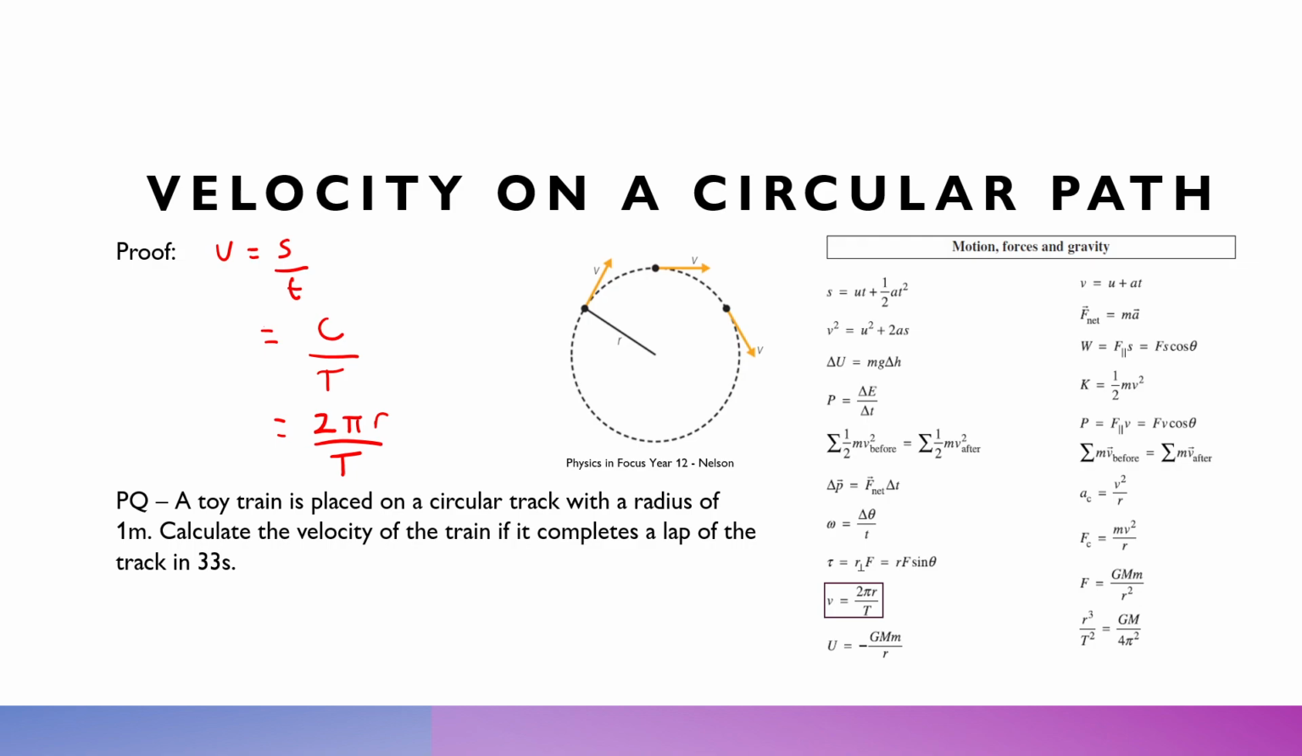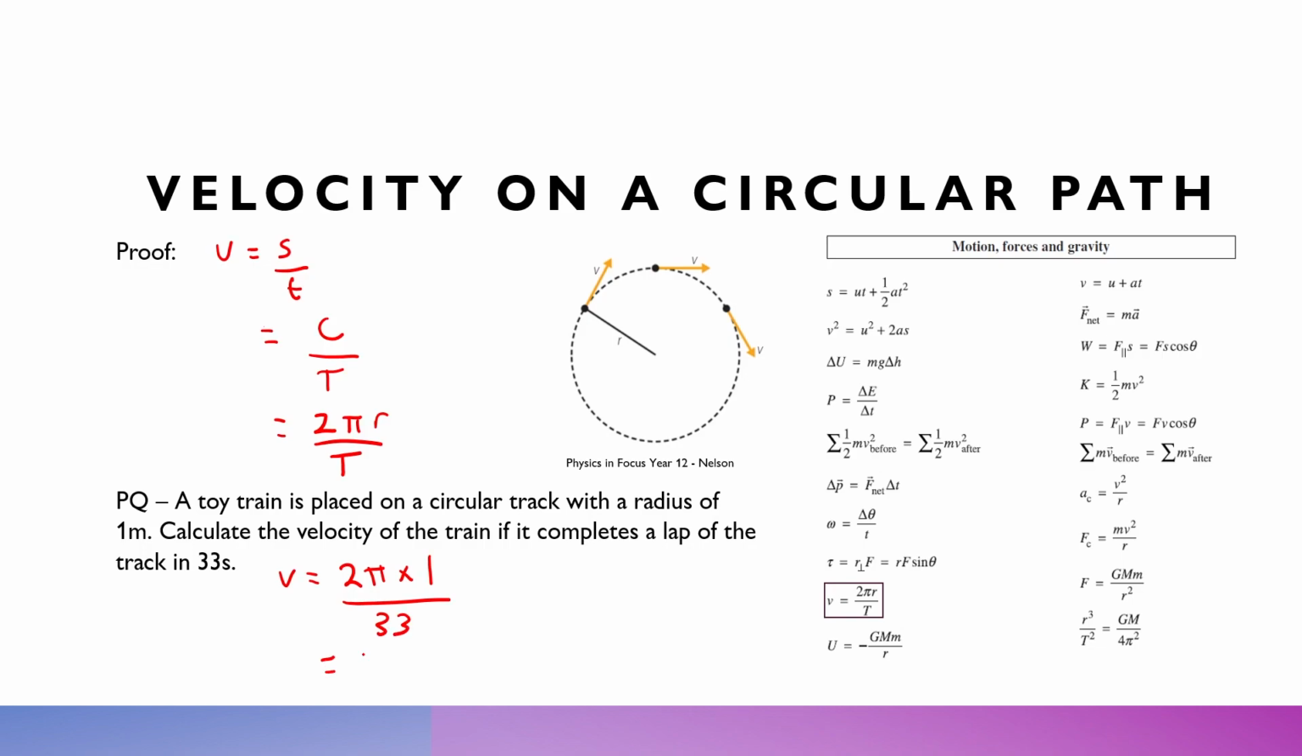In our practice question, we've been given that a toy train is placed on a circular track with a radius of 1 meter. We're being asked to calculate the velocity of the train if it completes a lap of the track in 33 seconds. So in order to calculate for velocity, we'll substitute in our values to our formula and then calculate.